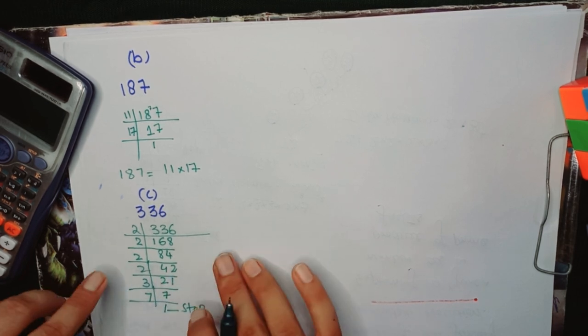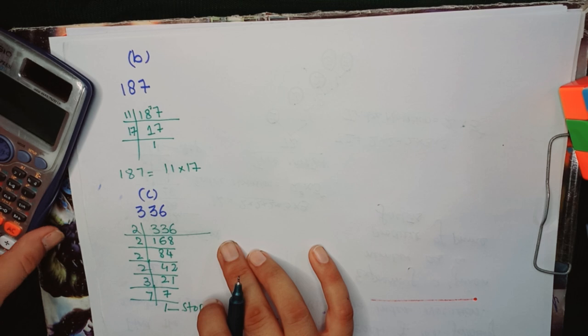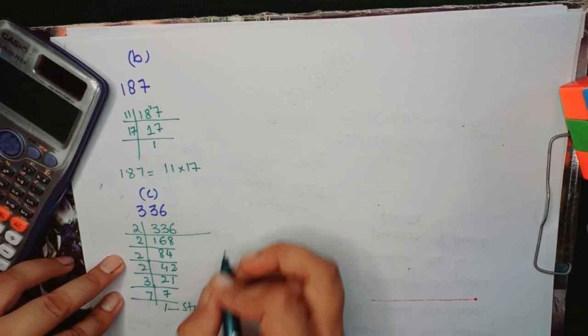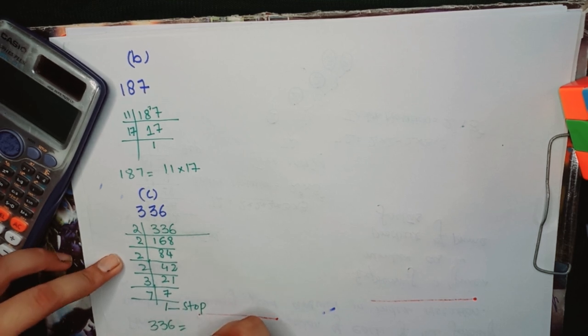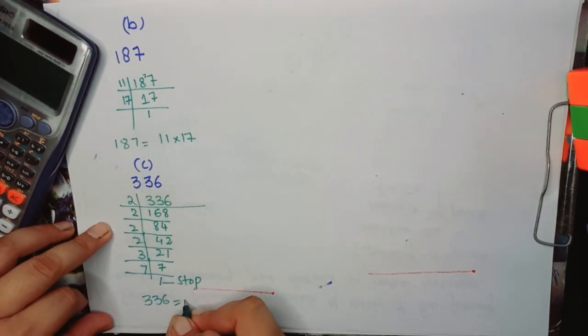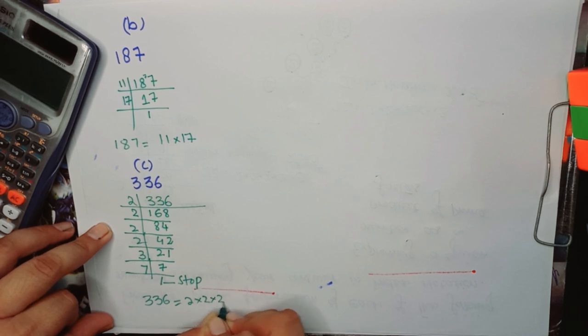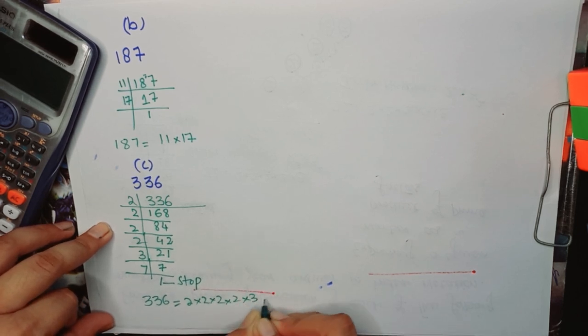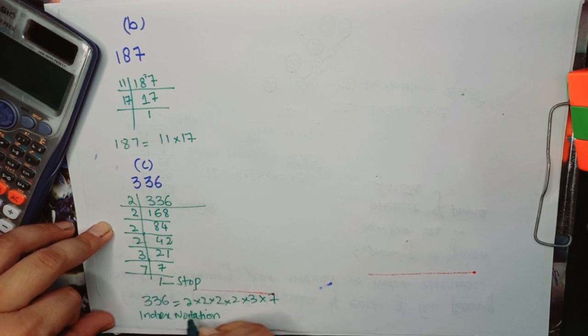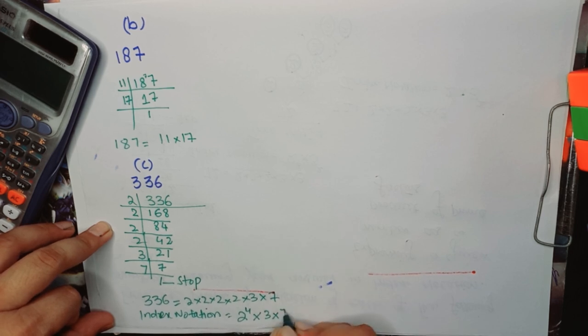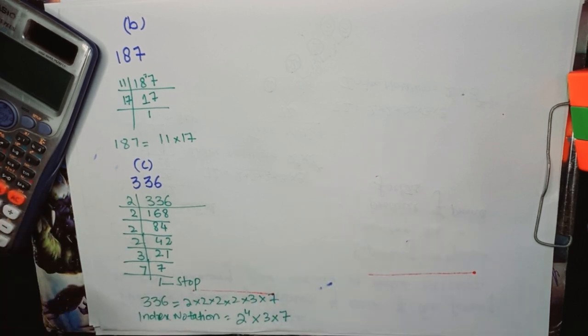Now we can write it as a product of prime factors. How can we write it? 336, the prime factors are 2 multiply 2 multiply 2 multiply 2 multiply 3 into 7, and what will its index notation be? 2 is how many times? 4 times. So 2 to the power 4, and 3 and 7 will be as they are because they are not repeating.